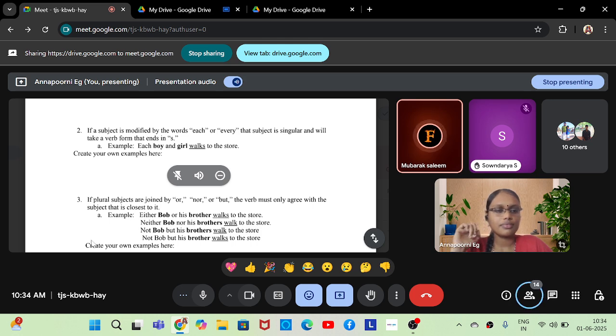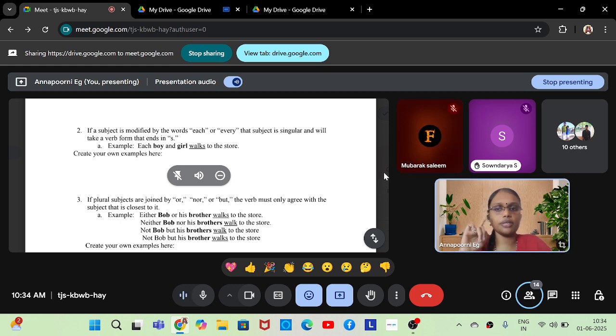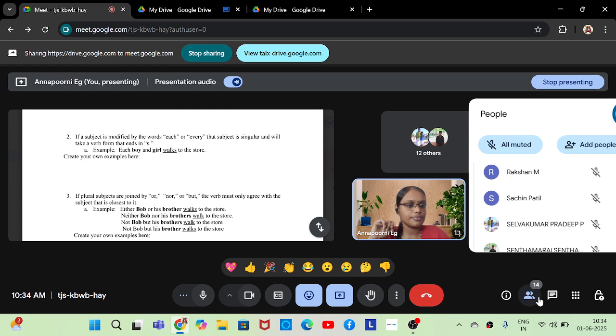Each student is going to the prayer. Okay, each student means only one student. Okay, each student is going to the prayer. Yes, Sachin.